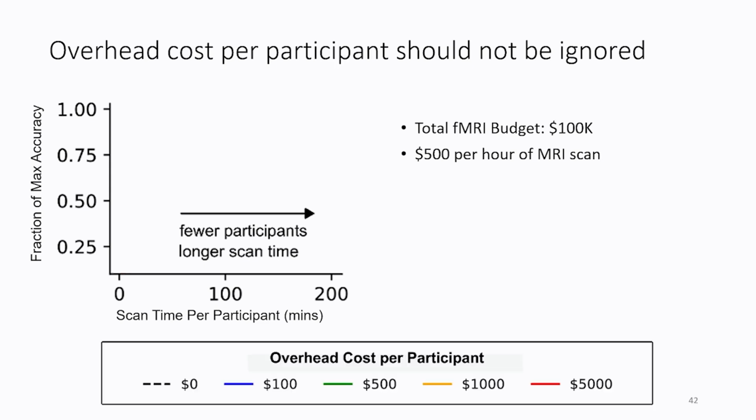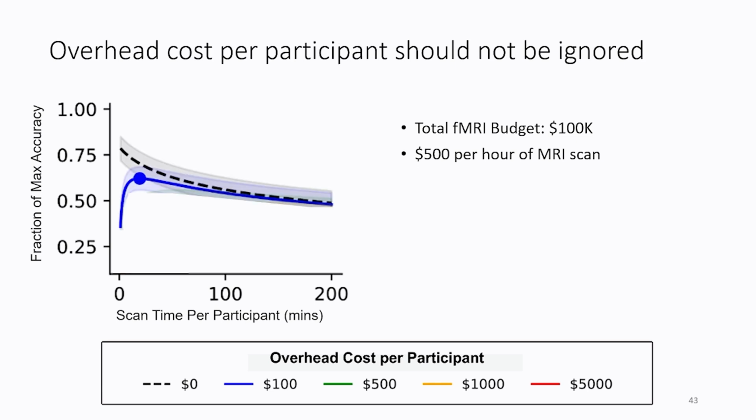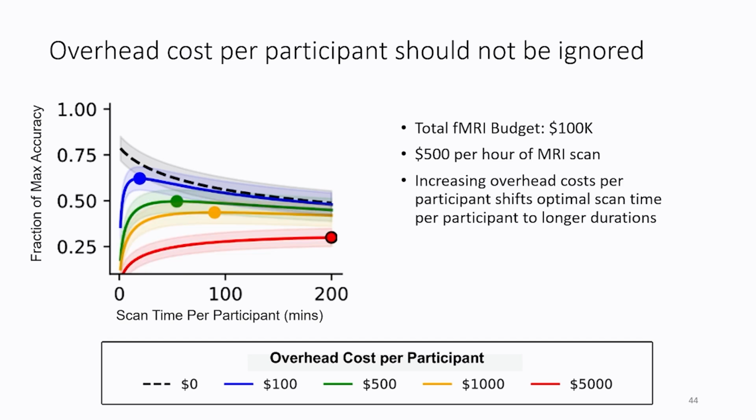Okay, so I'm going to show you the overhead cost corresponding to 5 different scenarios. The first scenario is $0, which is a volunteer or a PhD student. Second, all the way to $5,000. And there's going to be a dot for each curve that corresponds to the optimal scanning time that achieves the best prediction accuracy. We see that as we increase our overhead cost per participant, the dots shift from left to right. This is because the cost of getting a new participant is so much more than increasing your scan time. You should just scan your subjects for longer.